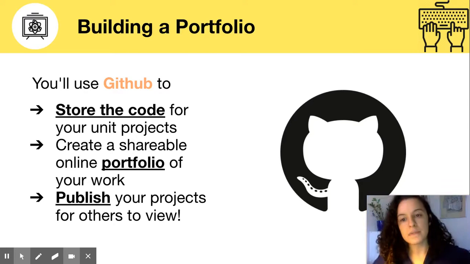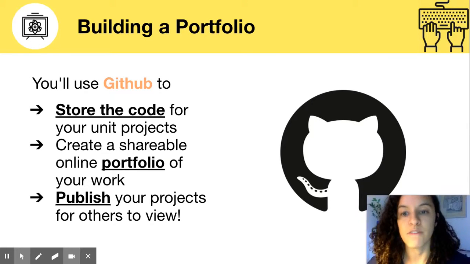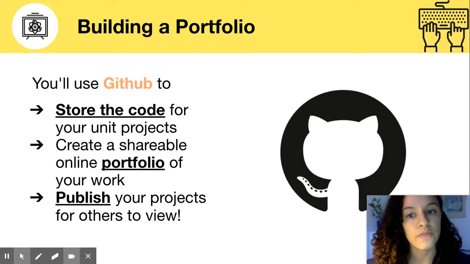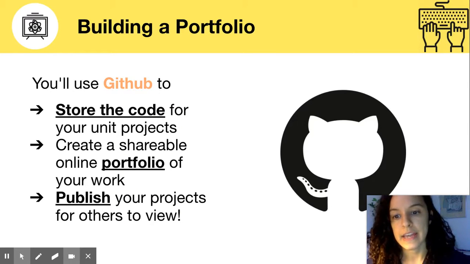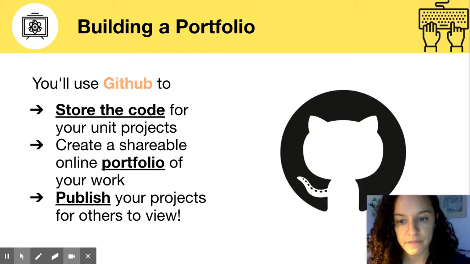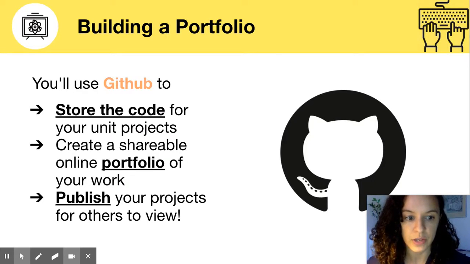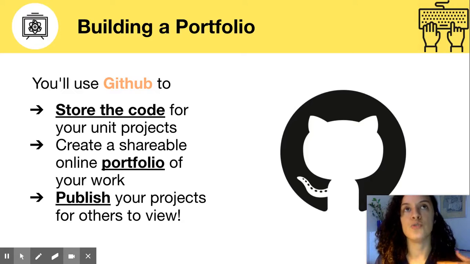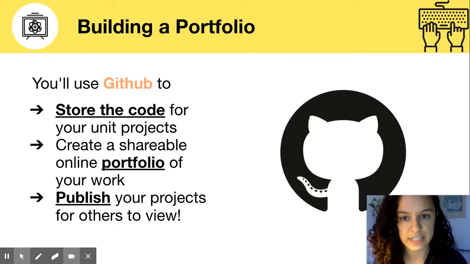All right, so GitHub is going to be used to build a portfolio. You'll store code for unit projects, you'll create a shareable online portfolio of your work, and you're going to publish your projects for others to view. So it's really this place to keep track of your work, but also a place to show it off and to share it with others, so it doesn't just live somewhere on a link in your computer. It's a place where people can access and see for themselves.